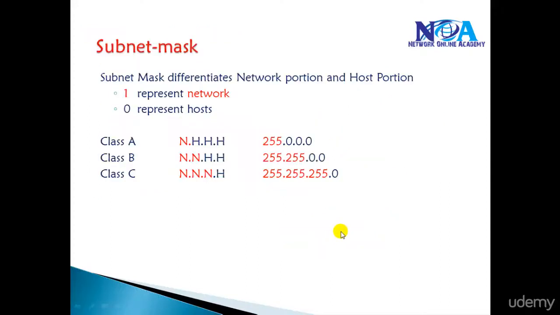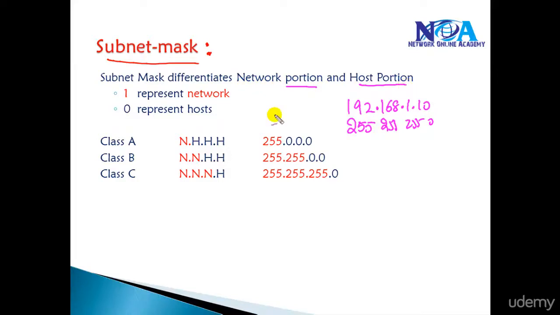Now the next thing we'll talk about is the subnet mask. The subnet mask differentiates the network portion and the host portion. Whenever we assign any IP address, let's say 192.168.1.10, you must write the subnet mask. Typically it will be in 255.255.255 format. What the subnet mask does is tell you what is the network portion and what is the host portion. Wherever there is 1, that is network, and wherever there is 0, that is host.